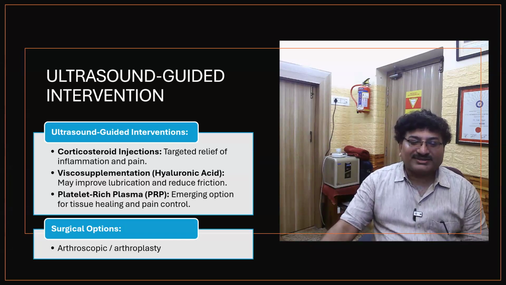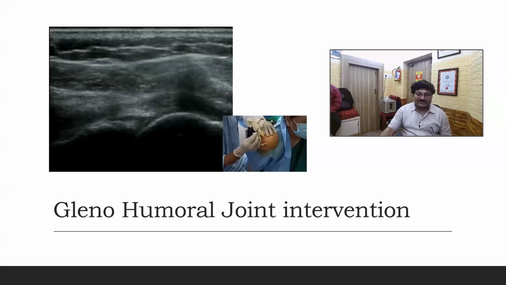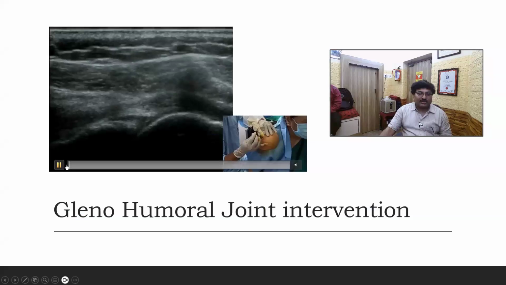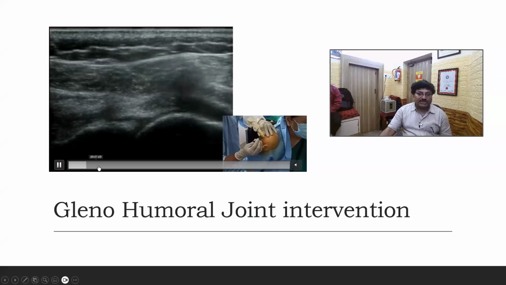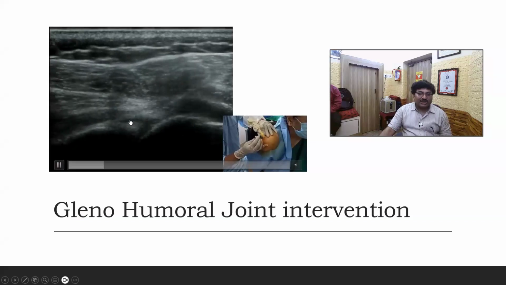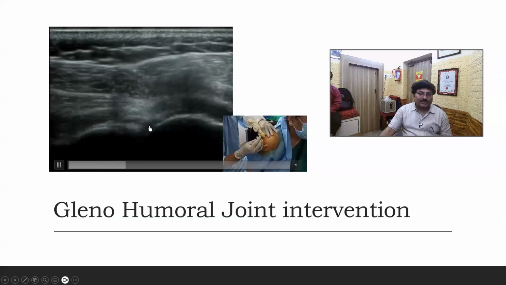And in some cases, the emerging option is the platelet-rich plasma injection, and surgical option remains the arthroscopic or the arthroplasty. Here we are going for the glenohumeral joint injection. So here we can see this is the labrum portion, this is the humeral head portion. Here is the cartilage. So in between the labrum and cartilage, the needle is being inserted.